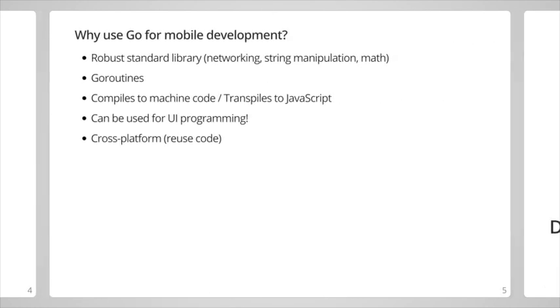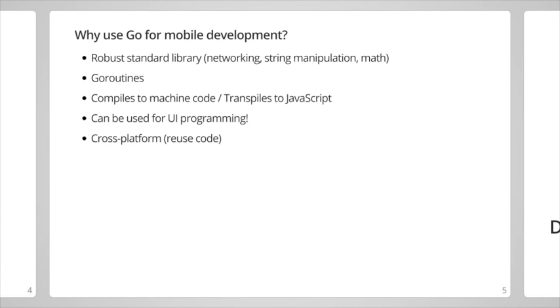So first off, why would you even use Go for mobile development, right? Like someone said, hey, it's server side, right? First off, it has a robust standard library, and I'm talking about the networking package, the math package, string manipulation, and date and time formatting. Multi-threaded programming is more straightforward with goroutines. And like I said before, with the Go Mobile tool, you could use that to compile your Go code to a native library. And you can use Gopher.js to transpile your code to JavaScript.